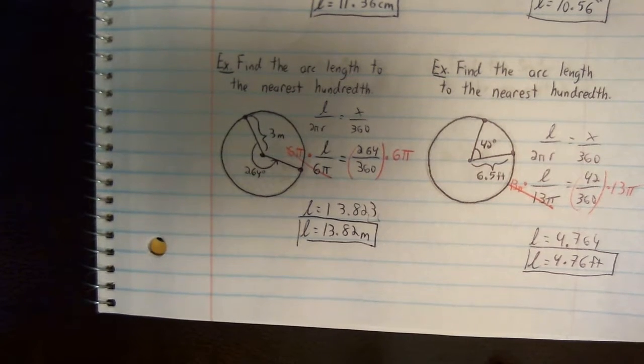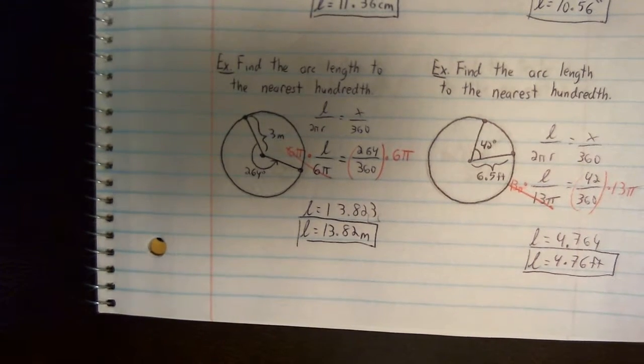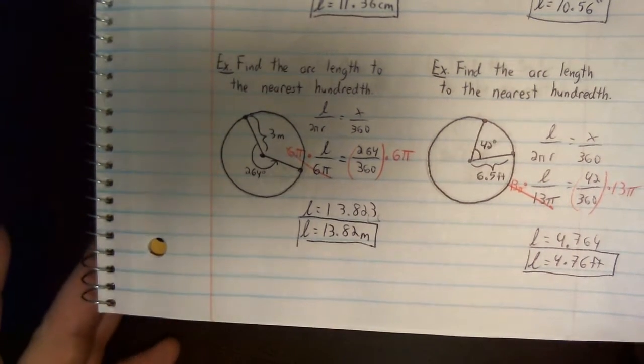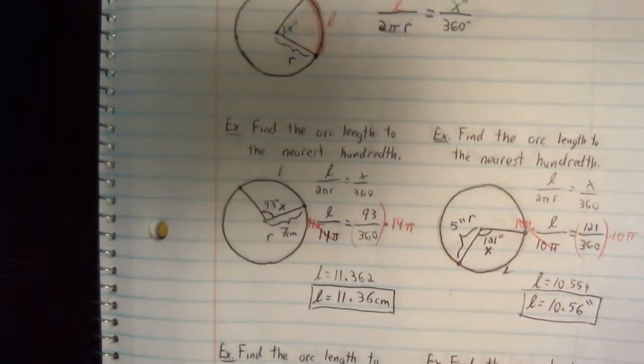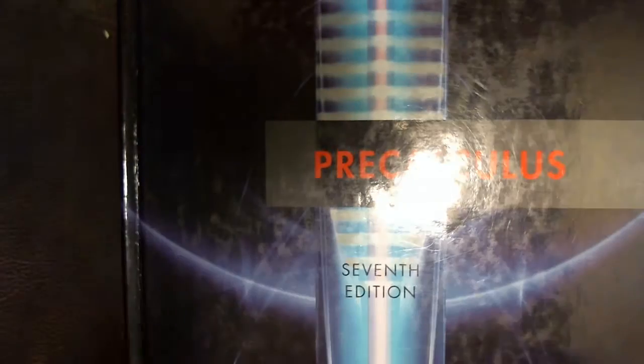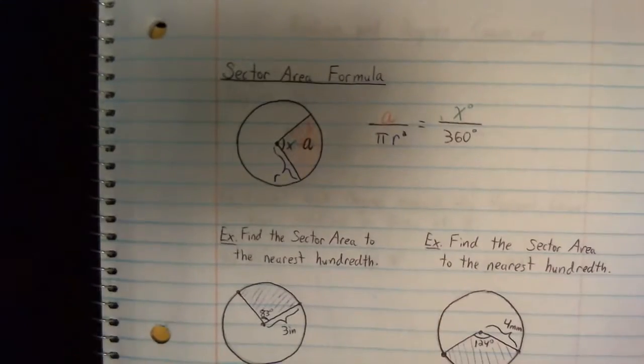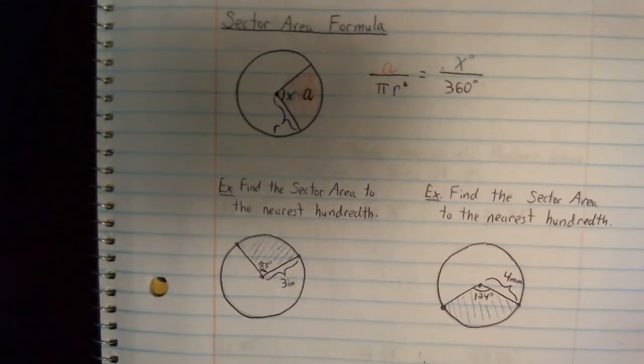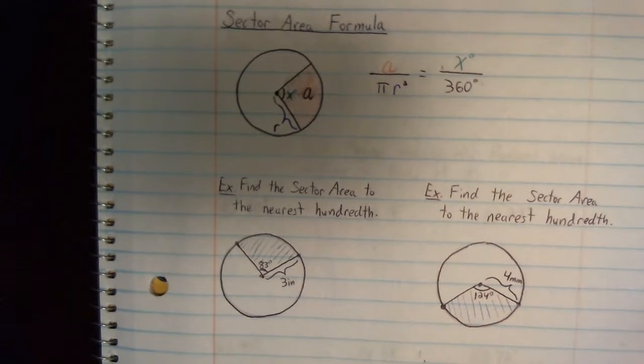But if you remember, the title of this section is arc length and sector areas, so we've got to still check out sectors. If you don't know what a sector is, I would suggest going on to the website and checking out the vocabulary. It will define a sector for you. I will give you a brief explanation. A sector is a piece of an area of a circle, just a piece of the area.